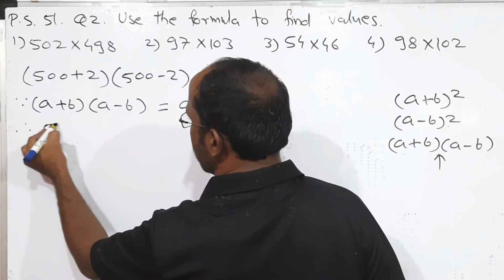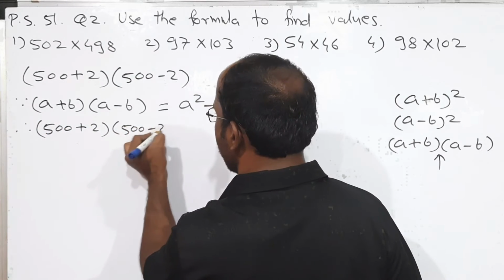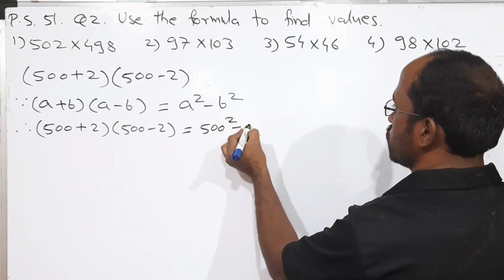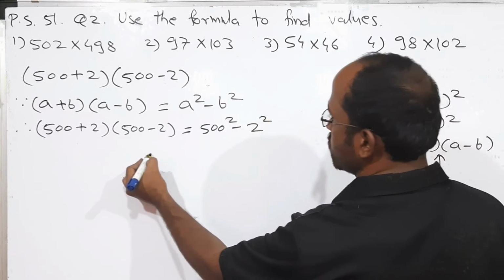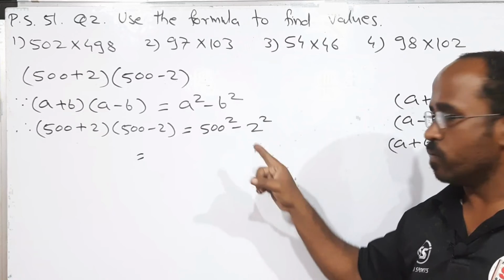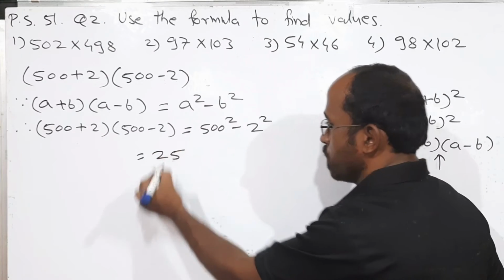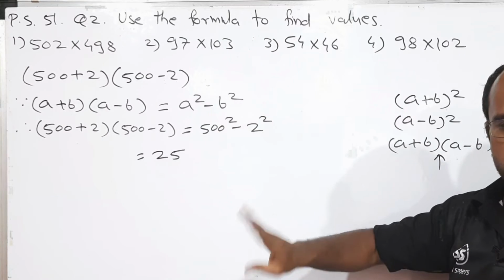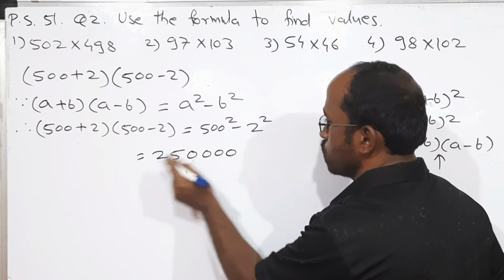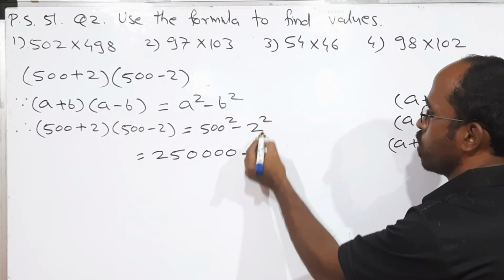Therefore we can say 500 plus 2 multiplied by 500 minus 2 is equal to square of 500 minus square of 2, which is equals to square of number ending with 0. We have to write the square of the number. Square of 5 is 25. 2 zeros will be replaced by 2 2s are 4 zeros. So here will be 4 zeros, means number is 2,50,000 minus square of 2 is 4.